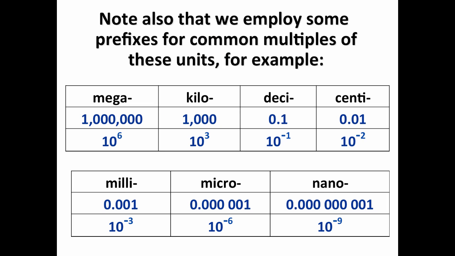Now, a little more background information. A lot of times if we have really big amounts or really small amounts, we use prefixes like mega, kilo, deci, centi, which are a million, 1,000, 0.1, 0.01 respectively, and then milli, 0.001, micro, 0.000001, or a millionth, and nano is a billionth. There are, of course, other prefixes, but these are probably the most common ones, and it would be a good idea to get familiar with those. You'll be expected to know what milli or micro or kilo or centi mean.